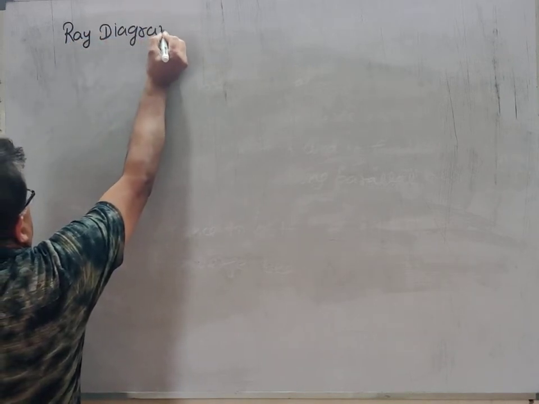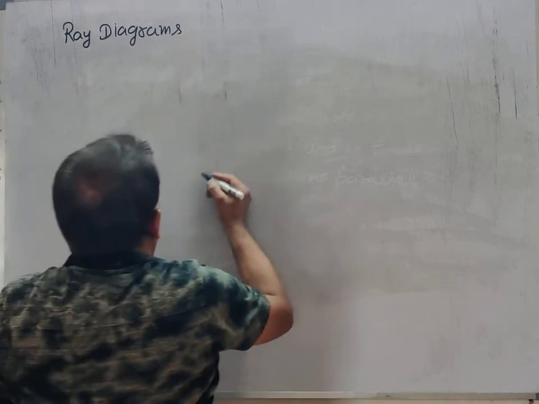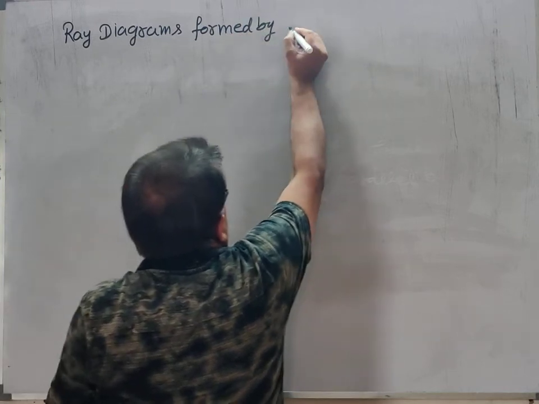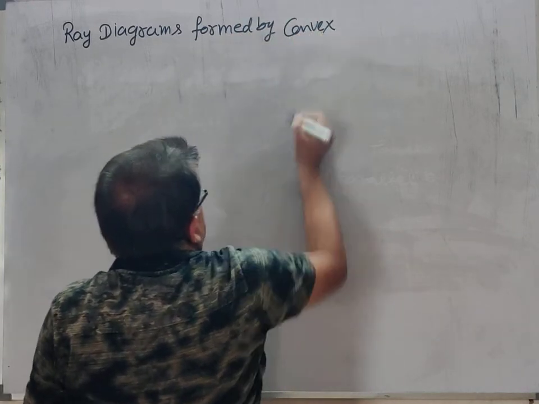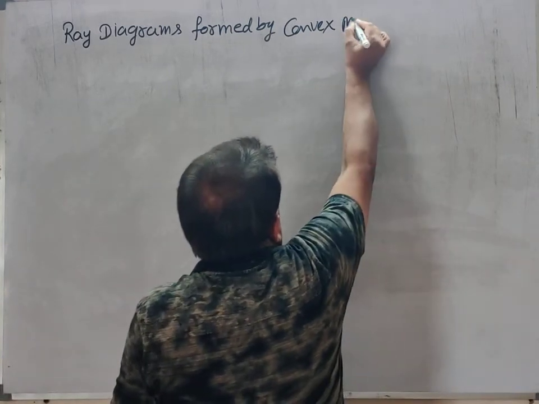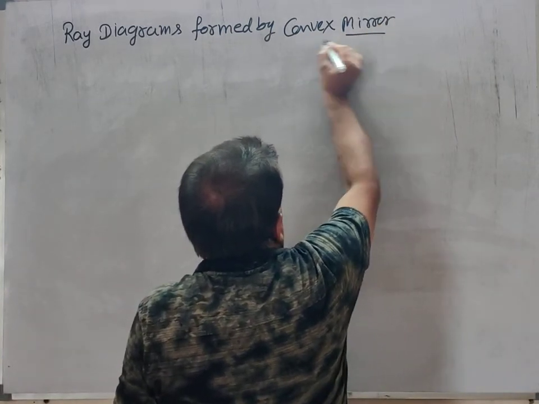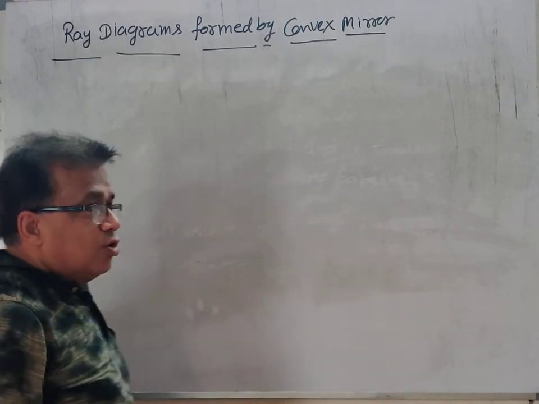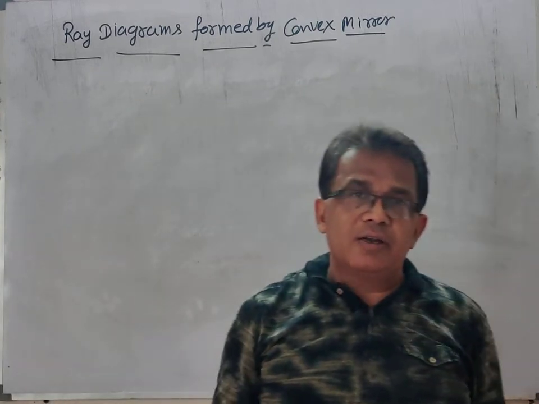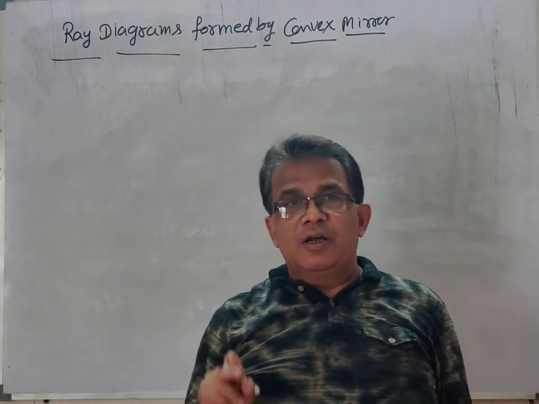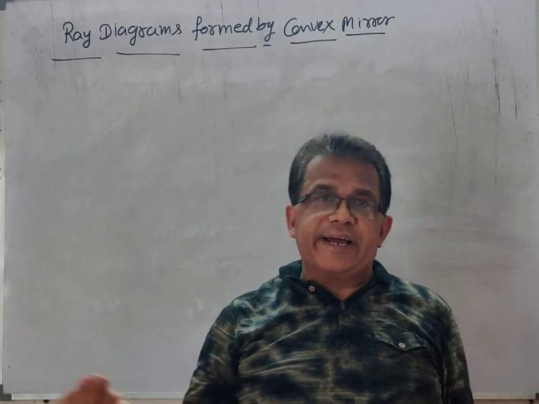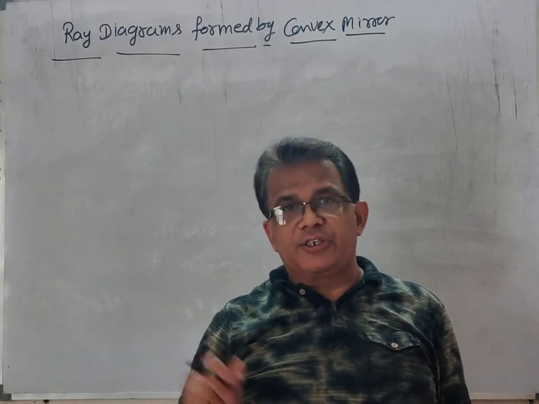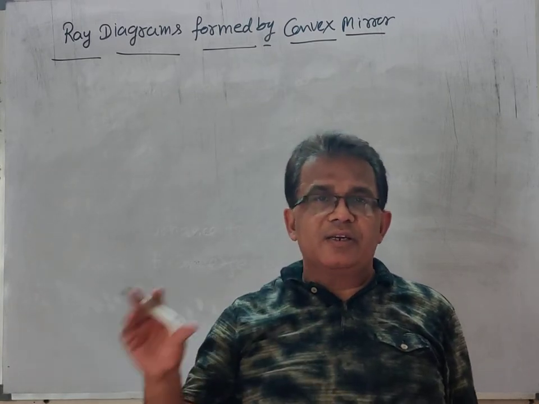Ray diagrams formed by convex mirror, that is diverging mirror. So it forms only 2 types of ray diagram. One when object is at infinity, and another when object is anywhere except infinity, that is object is between mirror and infinity, or object is between pole and infinity.